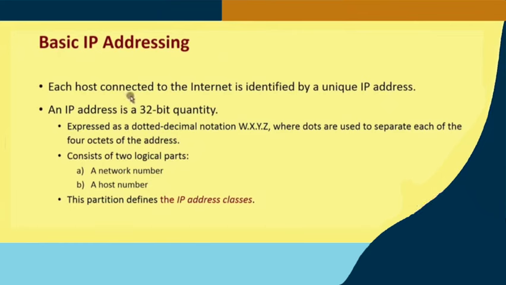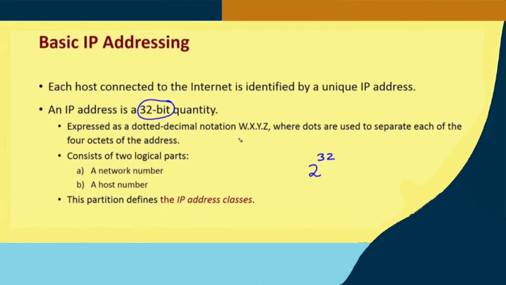So, each host connected to the internet has to be identified by a unique IP address, and the way IP address is defined, it is a 32-bit quantity. So, you can clearly see you can have 2 to the power 32 different unique addresses, which is about 4 billion. You can have 4 billion such unique IP addresses, right.